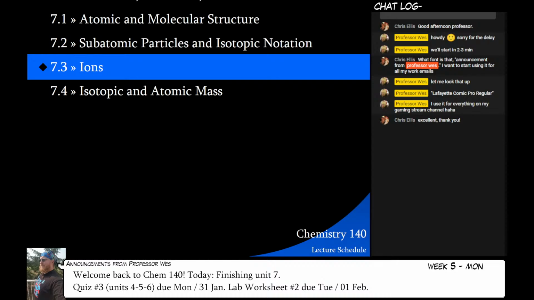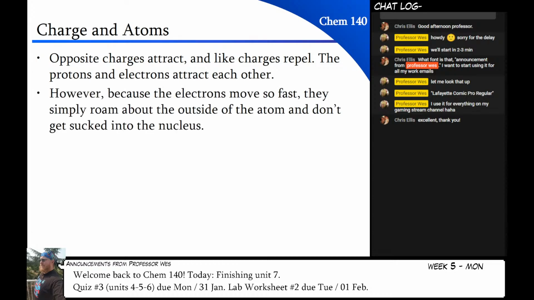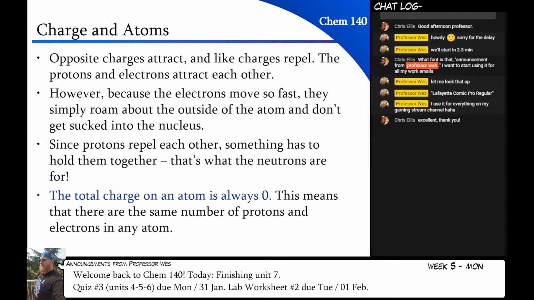So, we've probably talked very briefly about ions, that you can make them by changing the number of protons and electrons within an atom. Let's formally codify that into a definition here. For any given neutral atom, and specifically we're using the word atom here, the total charge on an atom is always 0. What that means is that there must be the same number of protons and electrons on an atom.